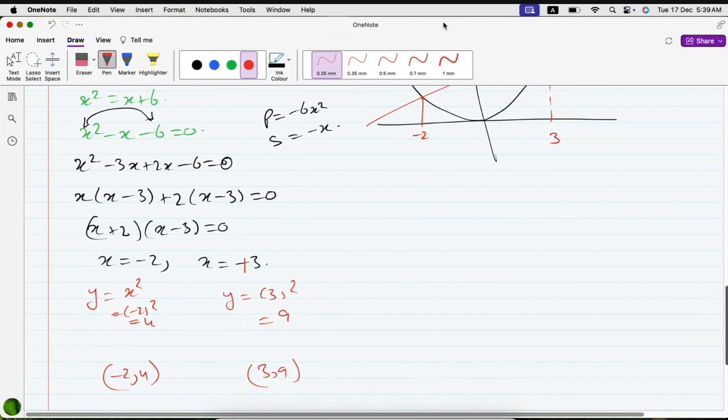Wait, minus 2, 4? Yeah, because we would plug the x back in. Okay. Yes.